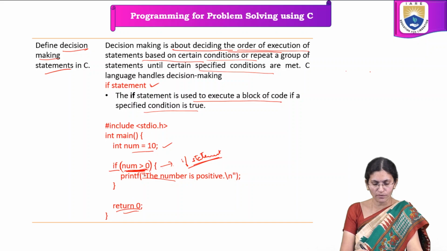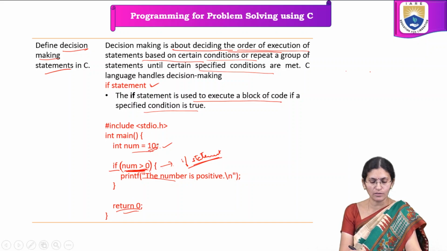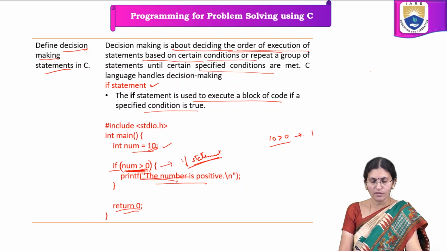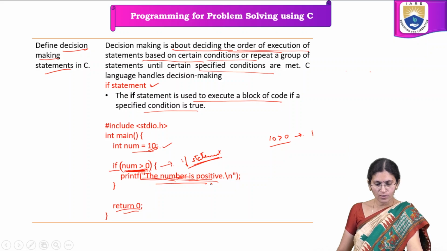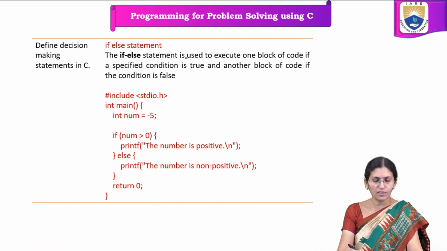So the output of this program will be, since we have assigned the value 10, this condition is true here. So 10 is greater than 0. The output of this is 1. Therefore it will enter this block and print "The number is positive".